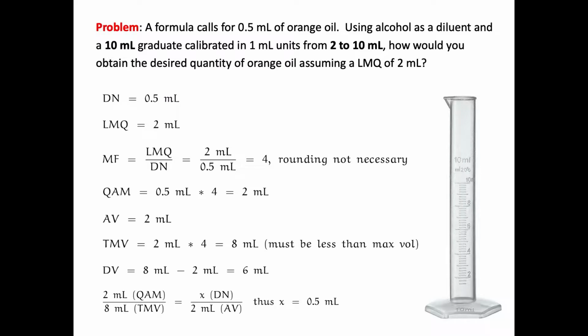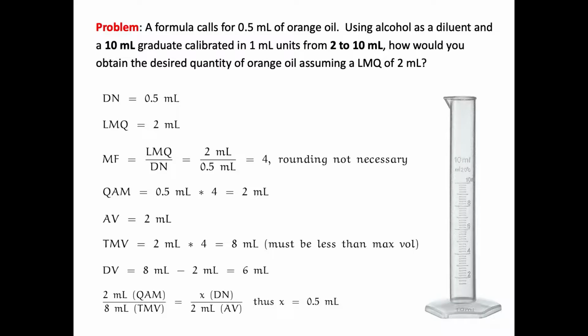Well, we start this problem like every other aliquot problem, with determining the drug needed. From the question, we know what we need is 0.5 milliliters of the orange oil. That's the drug that we need. We can also see that for the 10 milliliter cylinder, the least measurable quantity is 2 milliliters. That was given to us in the question. So let's determine our multiplication factor by taking the least measurable quantity of 2 milliliters divided by the drug needed, or 0.5 milliliters. We see that our multiplication factor is exactly 4, so we don't need any rounding. What is the actual quantity we're going to measure of our liquid orange oil? We take the drug needed amount, 0.5 milliliters, times the multiplication factor, and see that we will in fact be measuring 2 milliliters of the orange oil.